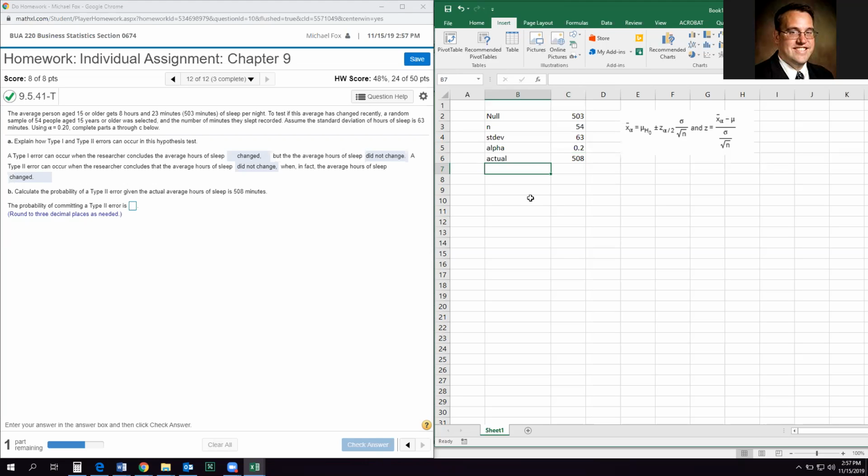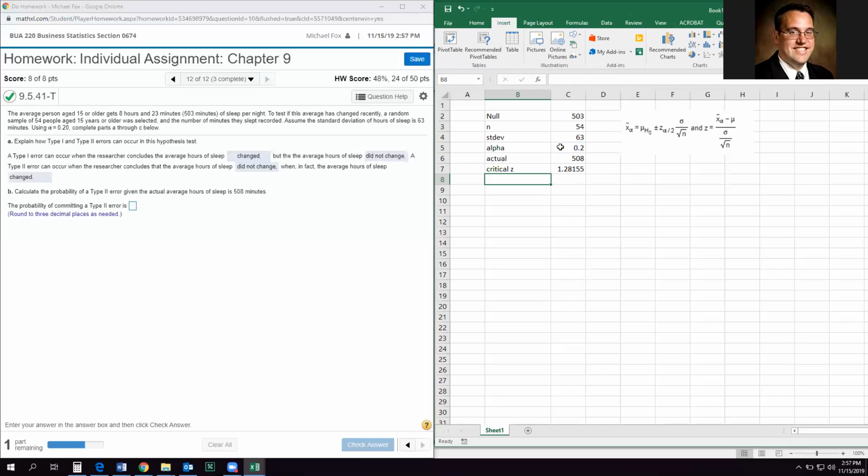We're going to need our critical Z. So for this problem, we're looking at a two-tailed test right here, because what we're saying is to test if the average has changed recently. So this is like an equal to or not equal to kind of problem. So I'm going to say that this equals norm.s.inv of 1 minus alpha divided by 2, because it's a two-tailed test. So there's our critical Z.